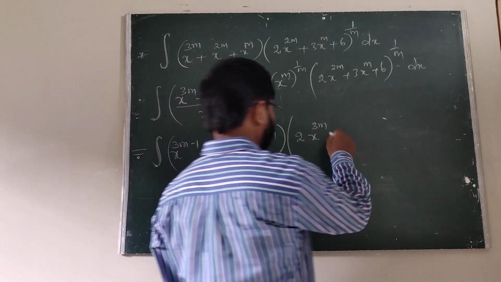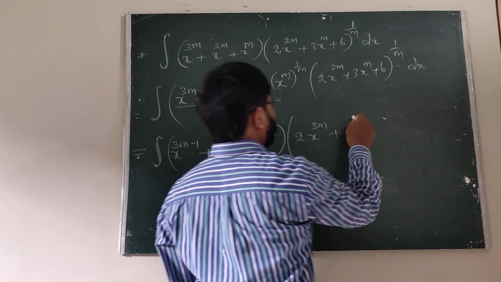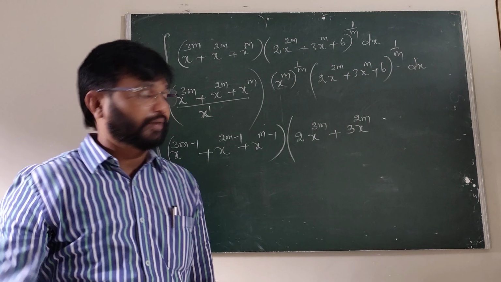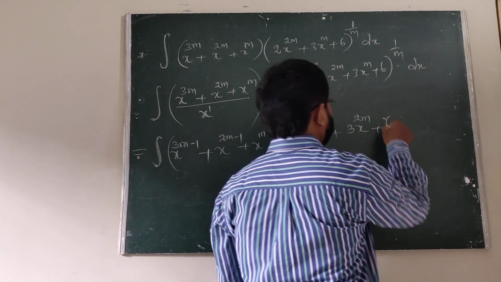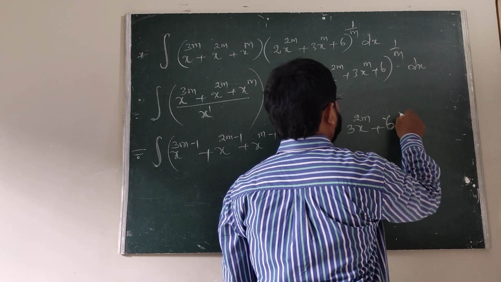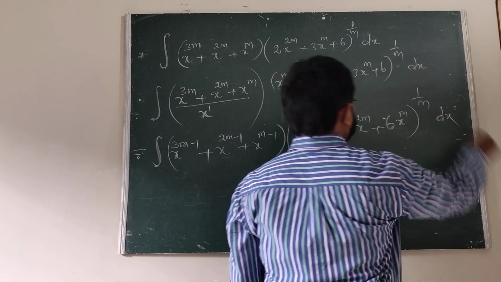After that, 3 into x^m plus m is 2m. Now this is 2m plus m is 3m. Here m plus m is 2m. Finally you can write 6 into x^m, whole power 1 by m into dx.